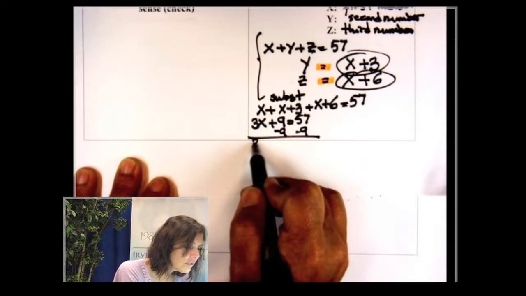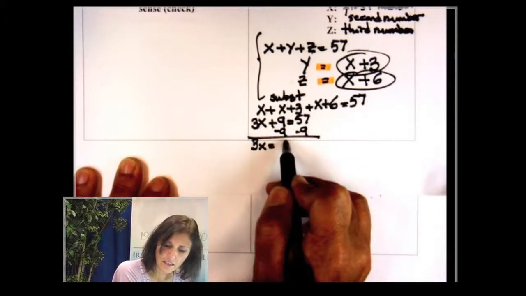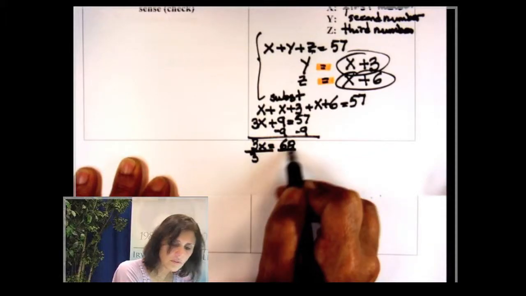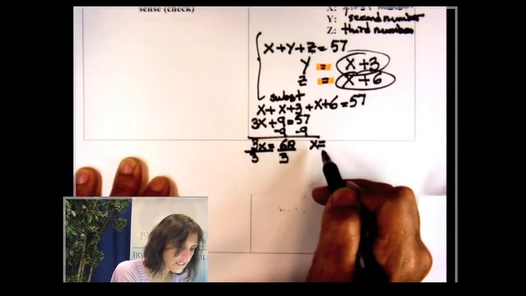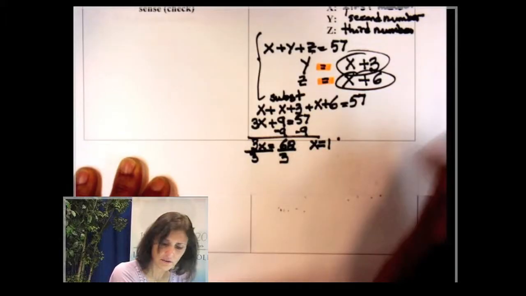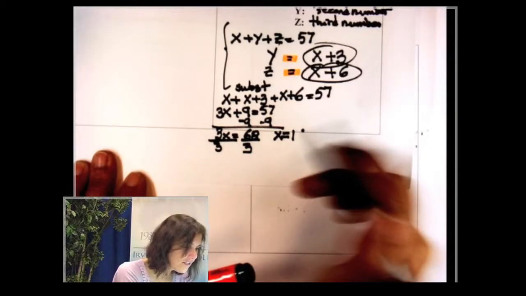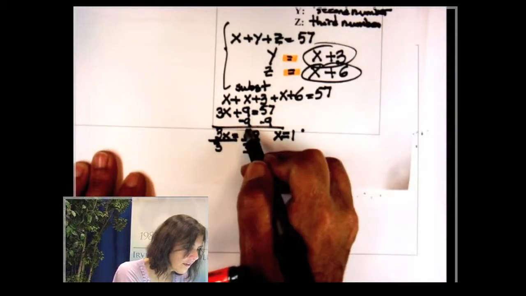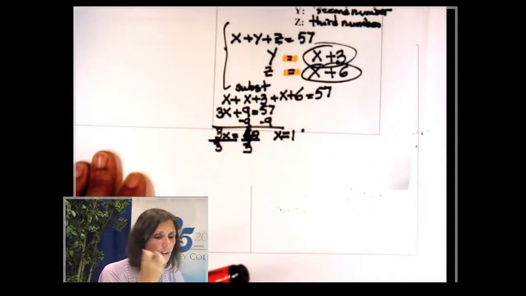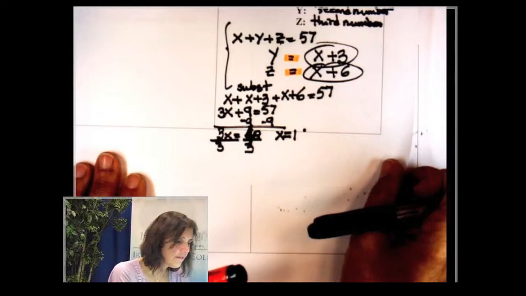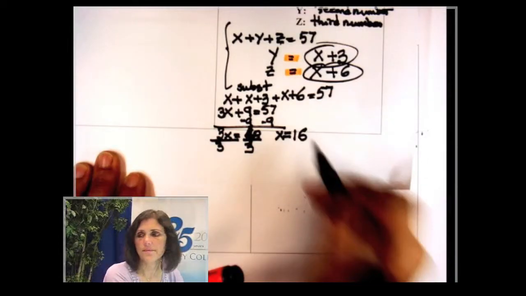3x equals 68. Then you're going to divide both sides by 3. X equals 16. No, let's see. Is that 57? Oh, what am I doing? It's not 68. It is 48. Here you go. 48 divided by 3. And that is going to be 16. So I got the X.